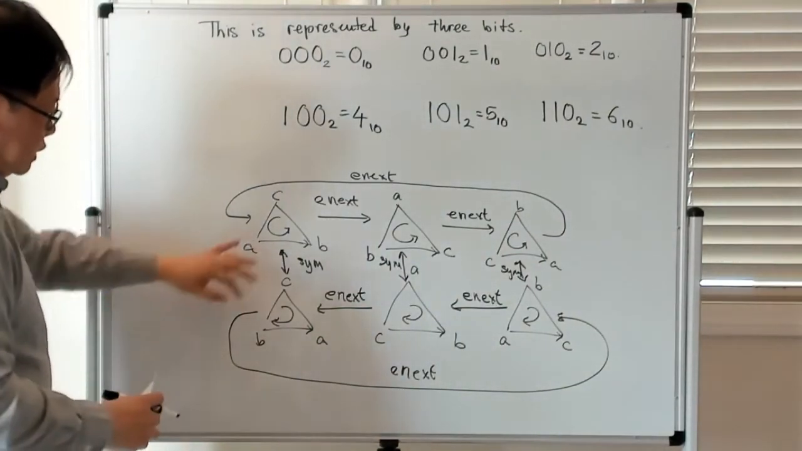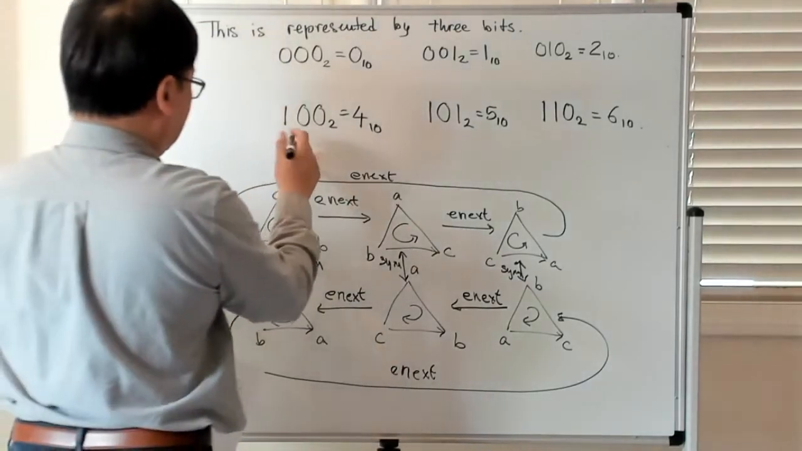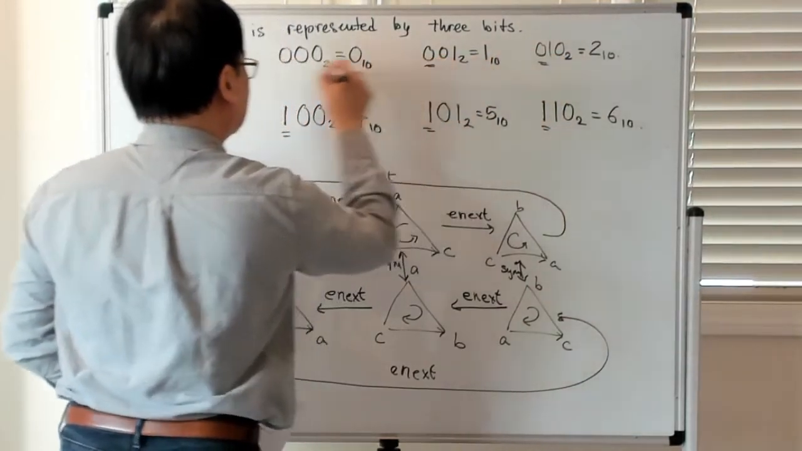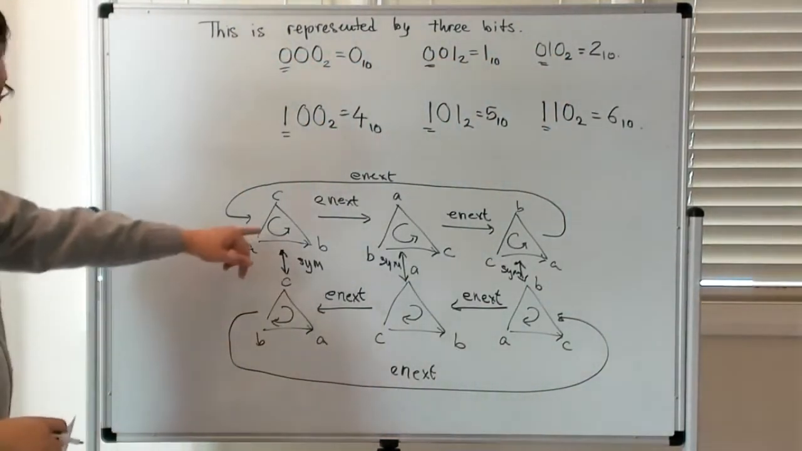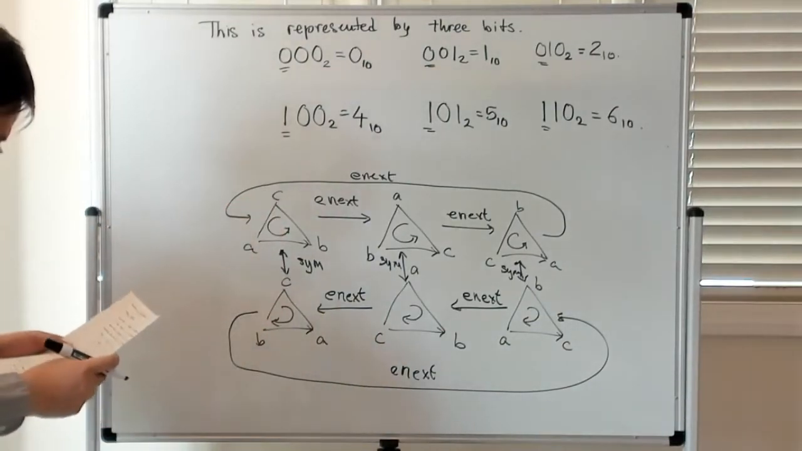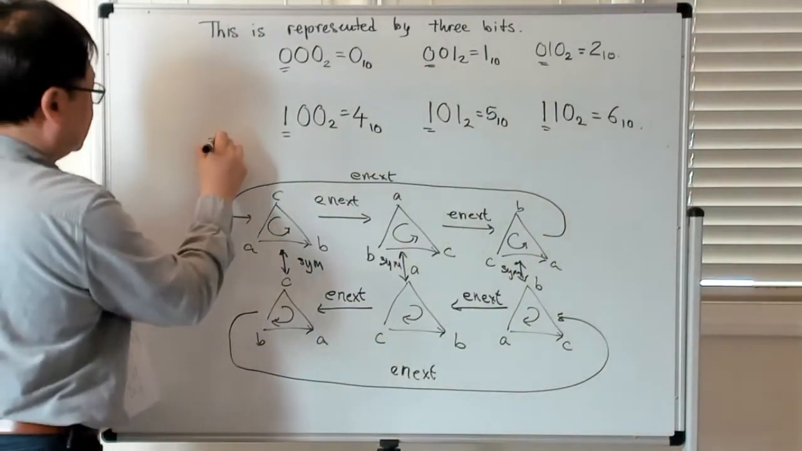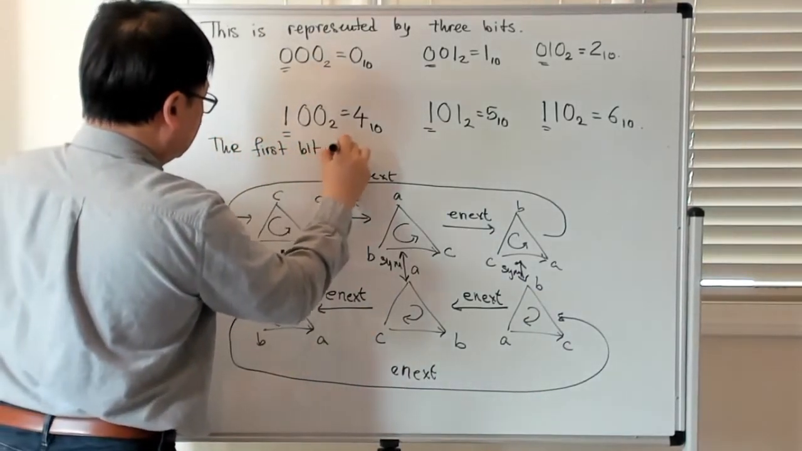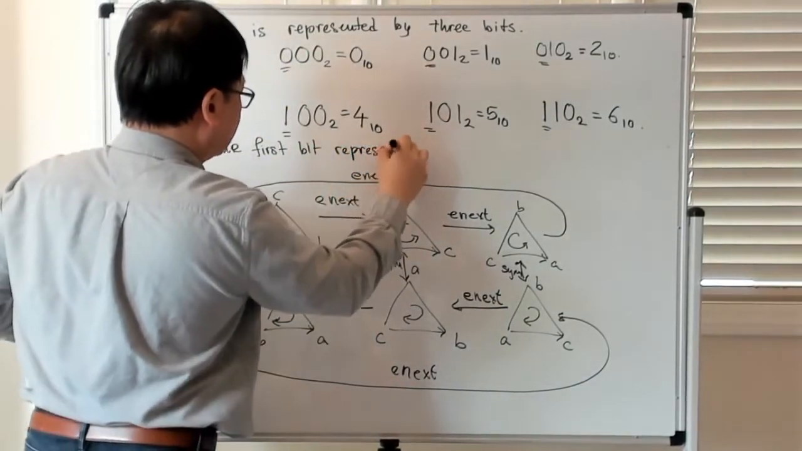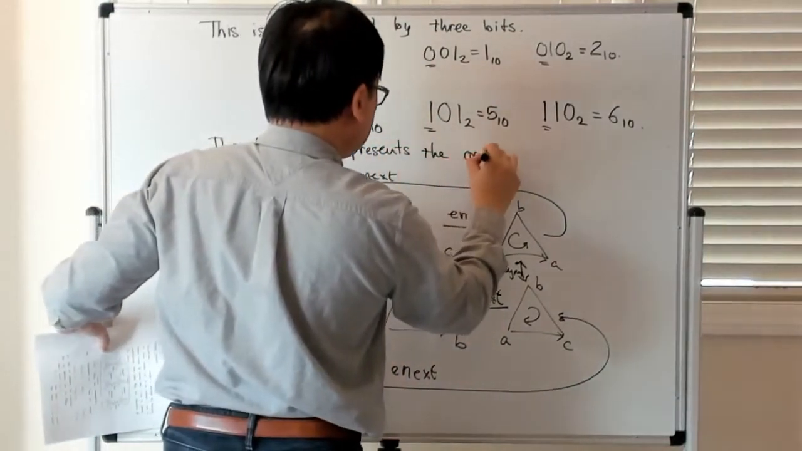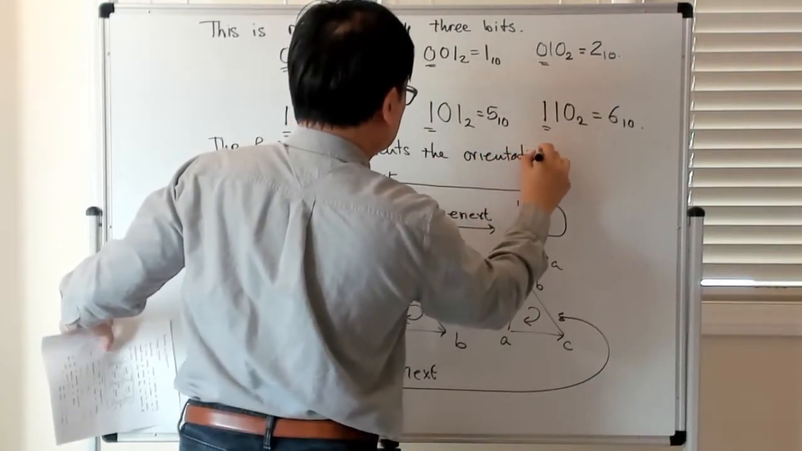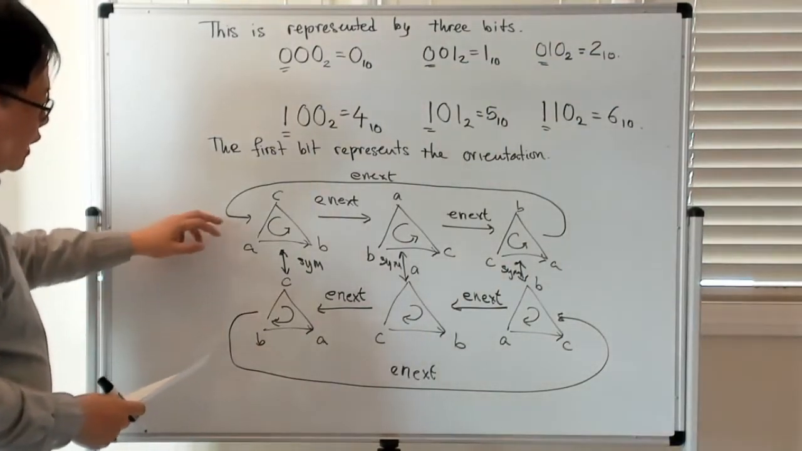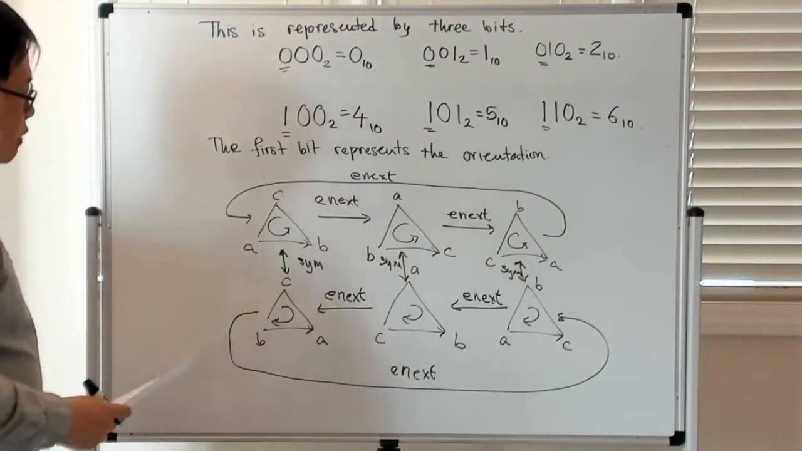But that somehow makes it clearer, because now the first digit of this binary representation represents the orientation class, if you will. Okay, so the first bit represents the orientation. All right, so then once you have that, I can write down what's happening here.